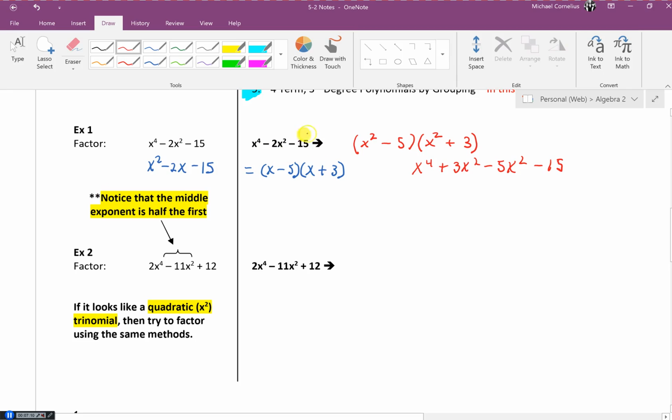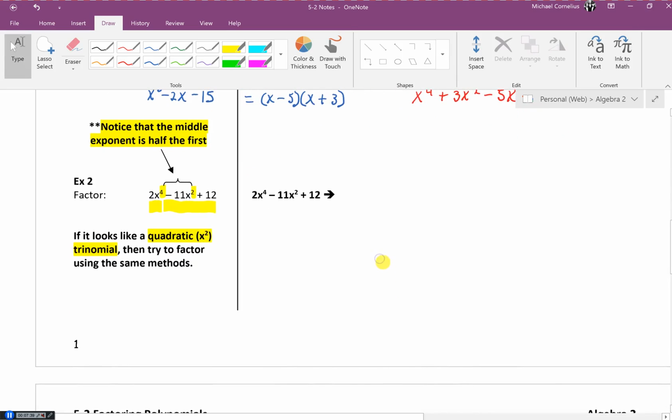The reason I can do these guys like this is for this highlighted section you'll see right here. Notice that the middle exponent is half of the first. Take a look at these guys right here. This exponent in the middle is half of this first exponent. If that's the case, and it's a trinomial, I can always try it with the box or the plus sign to try and factor this. So what I want you guys to do is take a minute and try and factor this. If you have to, just pretend it says 2x squared minus 11x plus 12, and then change your beginning exponent back to squareds.